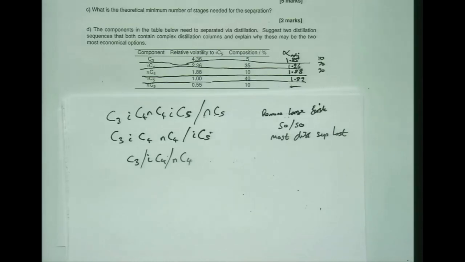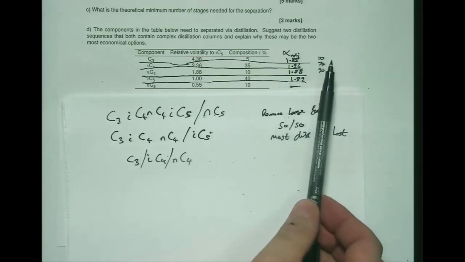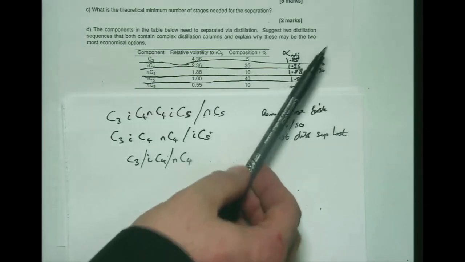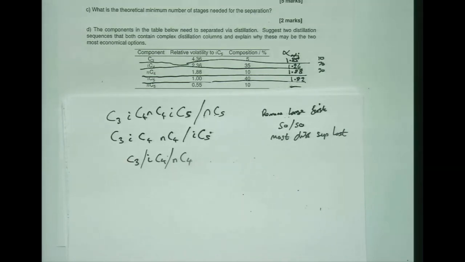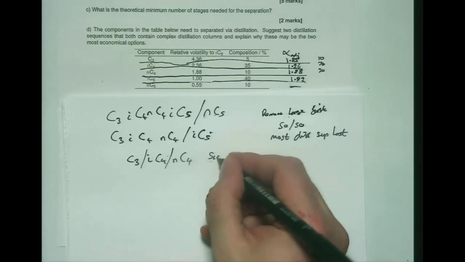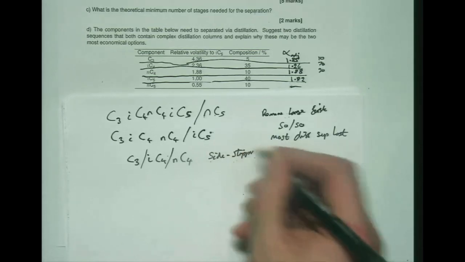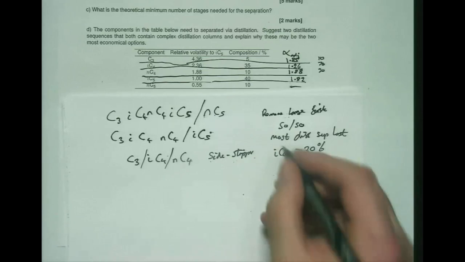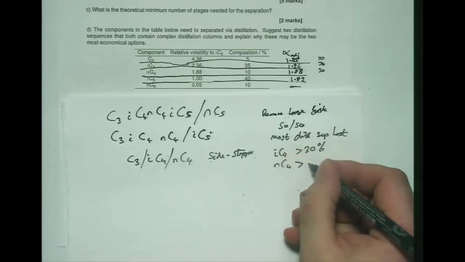So for a side stream, we need about 5 or less percent of being our minor component. So it can't be a side stream. However, for a side stripper, what we need is for this middle component to be greater than 30% and the flow rate of this component to be greater than our top component. And we've got that. So therefore, we can do this as a side stripper. Okay, and that's because IC4 is greater than 30% and NC4 is greater than C3.